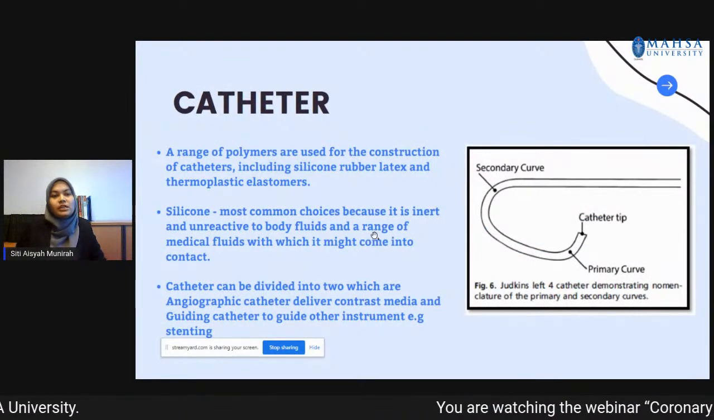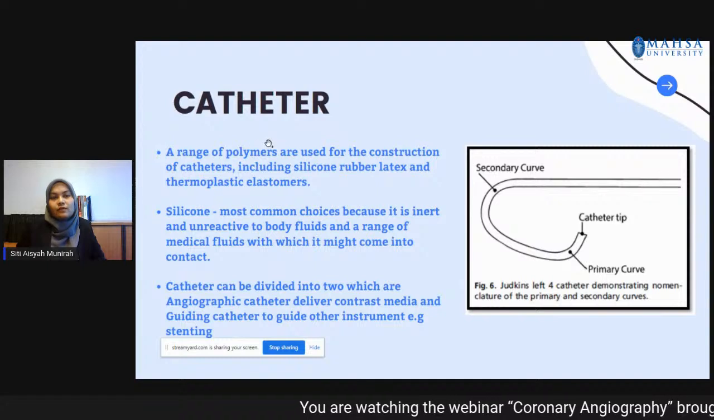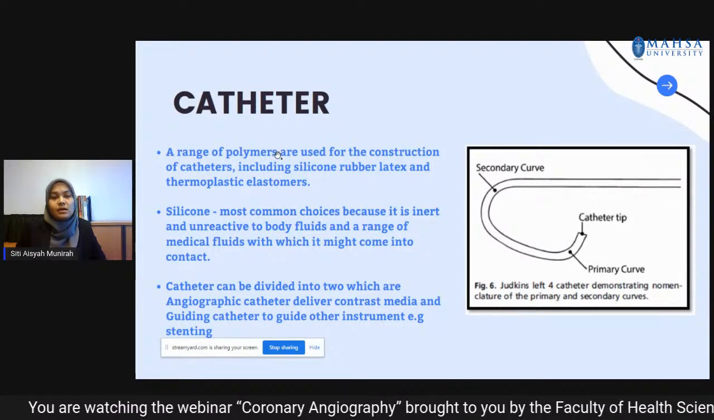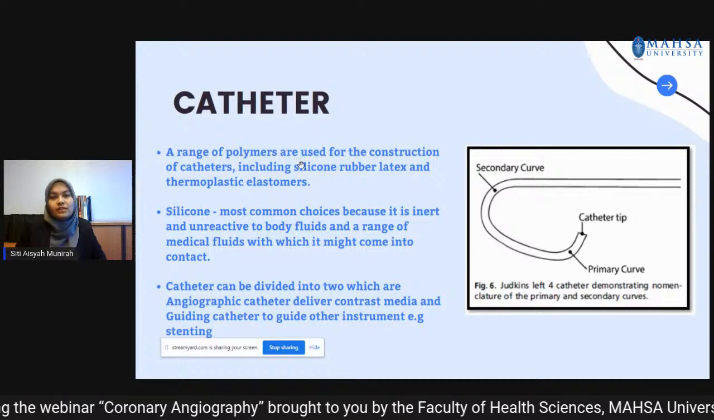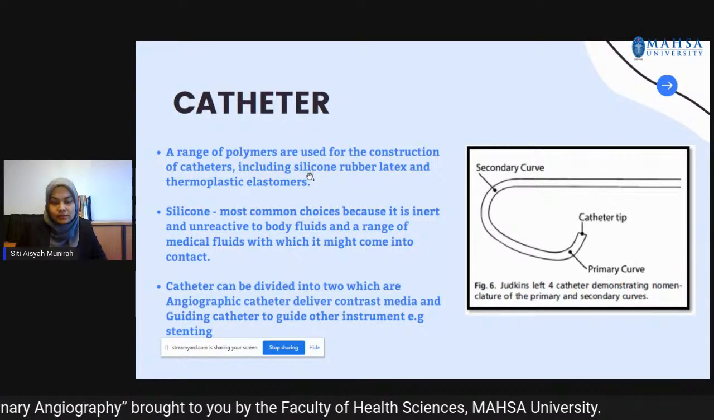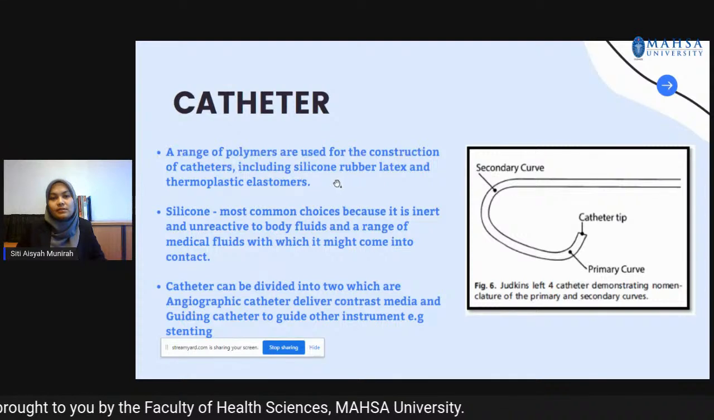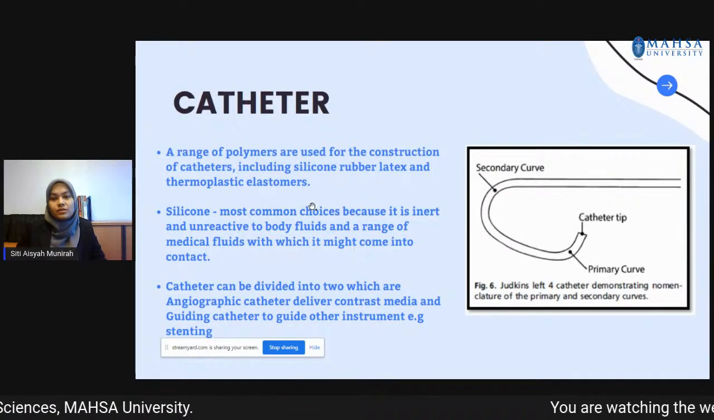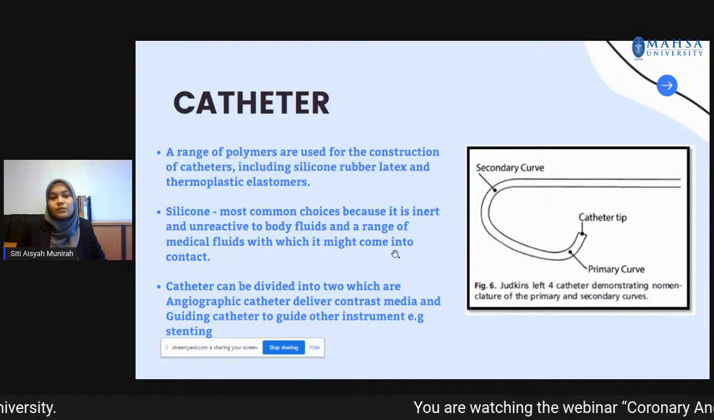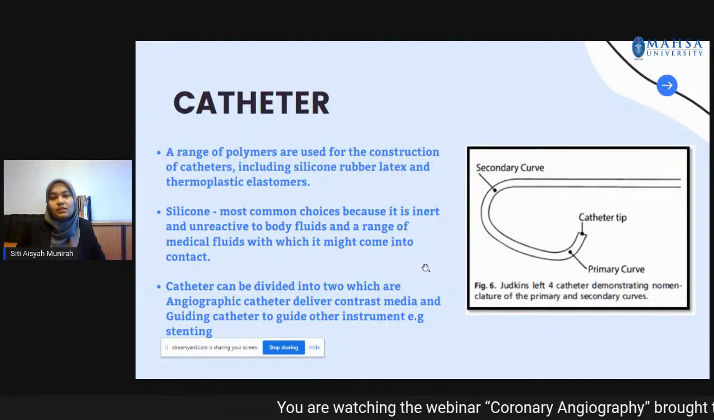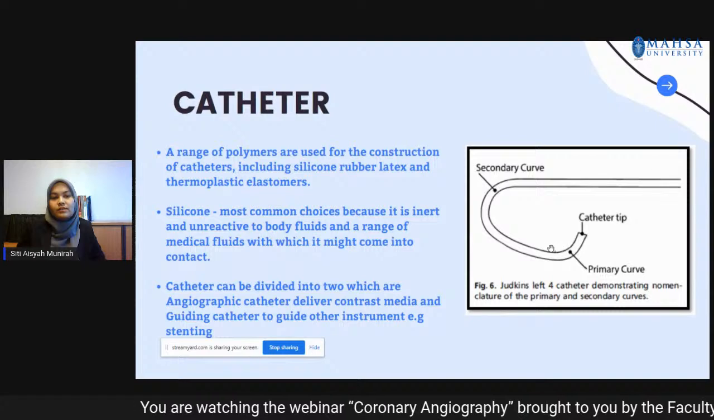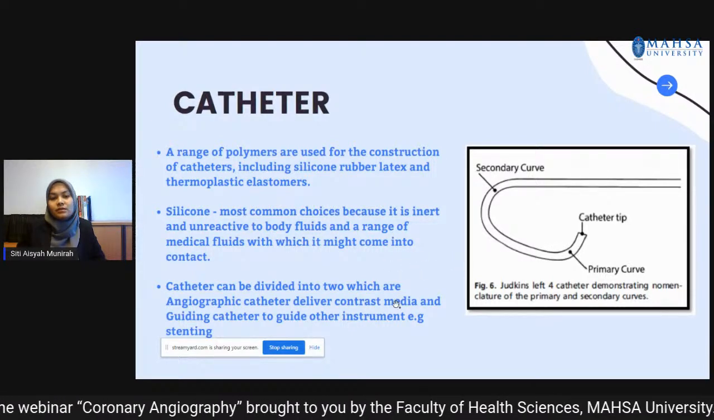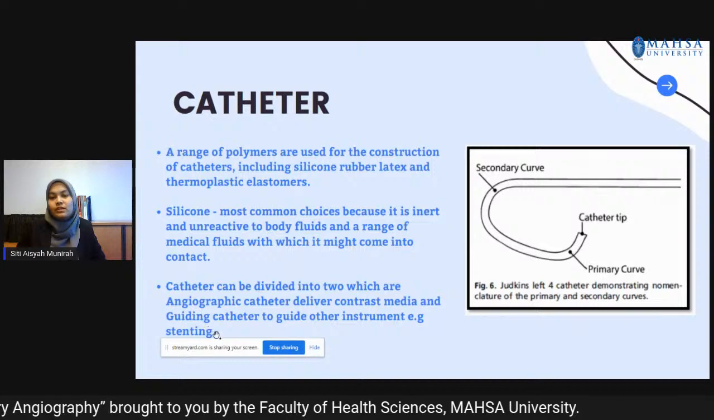The next important equipment is the catheter. After insertion of the guide wire comes the catheter. A catheter is made of a range of polymers, for example silicone rubber, latex, and thermoplastic elastomer. Catheters can be divided into two: we have the angiographic catheter that delivers the contrast media, and also the guiding catheter to guide other instruments into the blood vessel. For example, the instrument is for sensing.